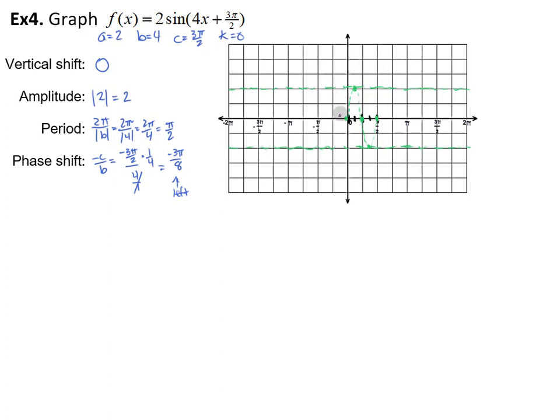But now we need to do our phase shift. And we need to move everything left 3 pi/8. So this is 1 pi/8, 2 pi/8, 3 pi/8. So 3 half boxes, 1, 2, 3. That's where that point would go. This goes left 1, 2, 3 half boxes.